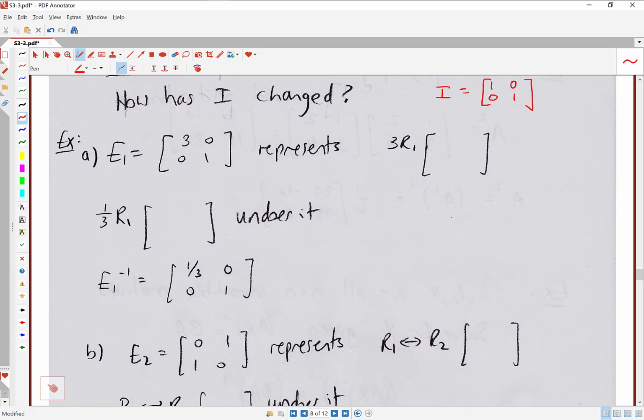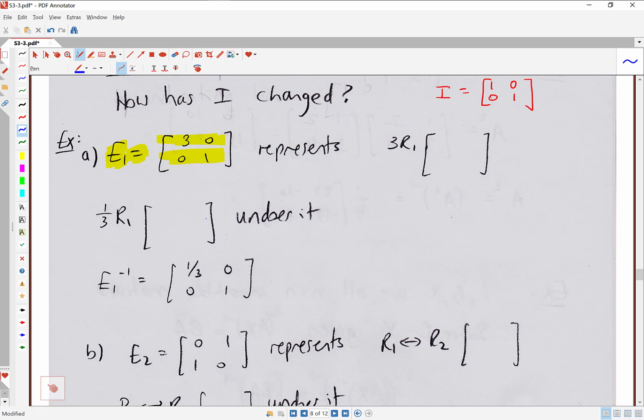And we're going to go through a few different parts here. So let's look at part A. Okay, here we have an elementary matrix. And usually when we're talking about these elementary matrices, we'll call them E1, E2, etc. Elementary matrix E1 just looks like 3, 0, 0, 1. Okay, so let's ask, what was the operation that took us from I to 3, 0, 0, 1? Well, we multiplied the top row by 3. So this elementary matrix, E1, represents that operation of multiplying row 1 by 3.